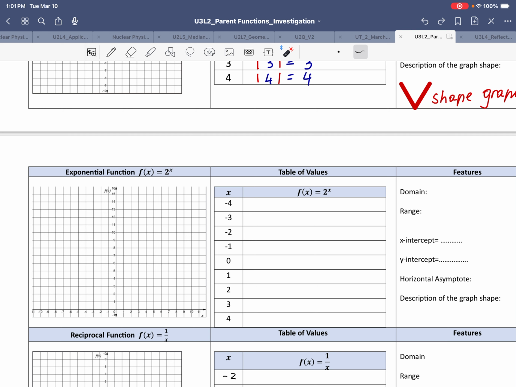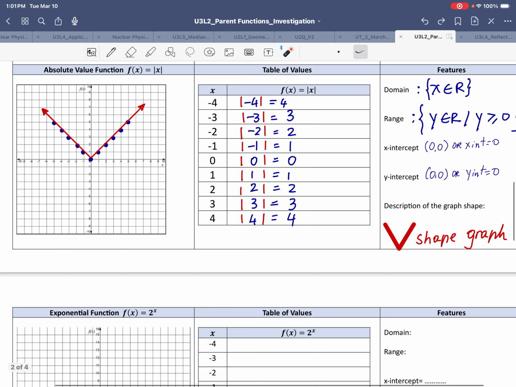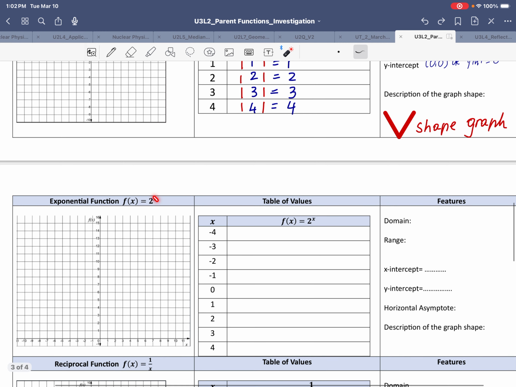Just to make a few connections, remember that when the independent variable is inside the absolute value, we call the function an absolute value function. And if the independent variable is in the exponent, we call it an exponential function. And we're going to continue this form of naming in the rest of the functions as well.